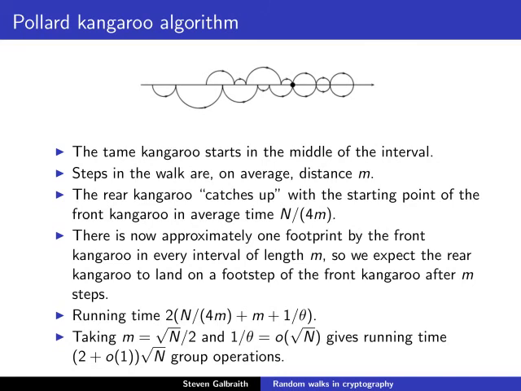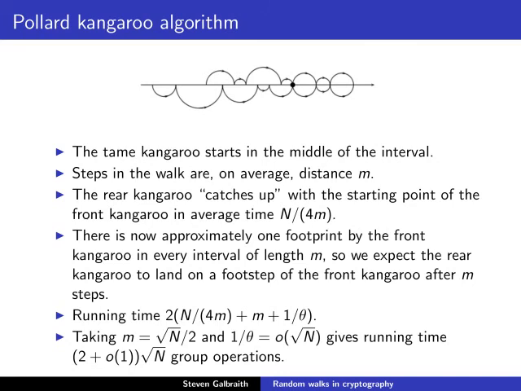And I've got my tame kangaroo starting here, starts in the middle of the interval, and it takes jumps of average size m, and it jumps along. And every now and then, one of its group elements is distinguished, in which case it remembers something when it hits a distinguished point. So it jumps along like that.